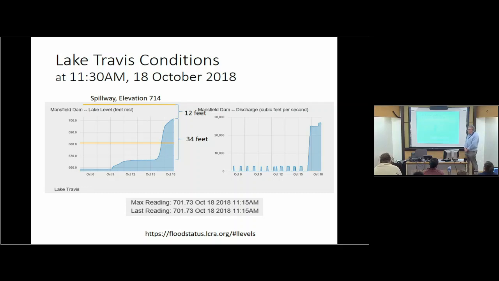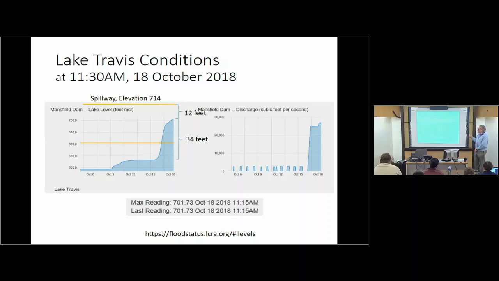Now you can see that in the last day or so, the rate of rise has flattened off, but it's still rising. And it's anticipated that tomorrow, or over the weekend, the level will be of the order of 710 feet above mean sea level. So the margin for error here is not very great.